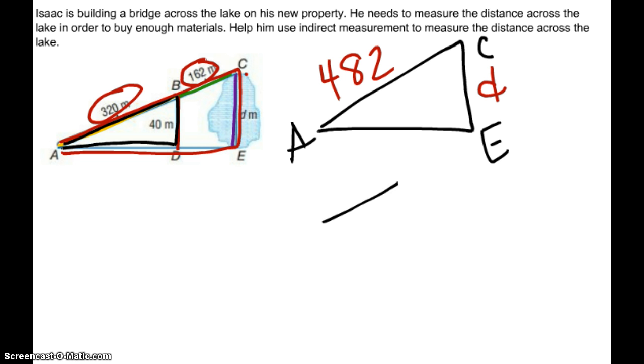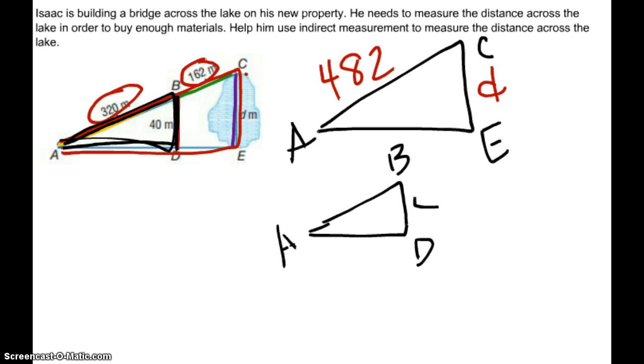So now let's go ahead and draw this small triangle that is kind of laying on top of the big one. And we know that BD, here's B, D, and A. The measure of BD is 40 meters, and then the measure of AB is 320 meters. Notice up here again with AC on this big triangle, you had to combine these two lengths right here in order to get the whole length from A to C.